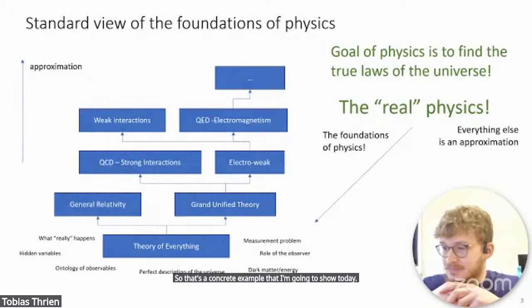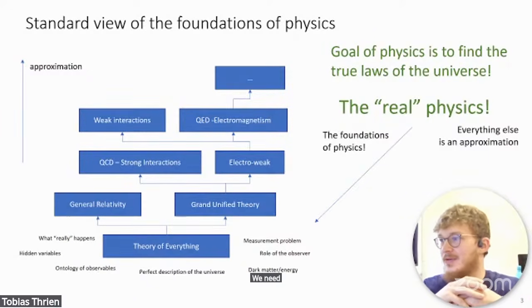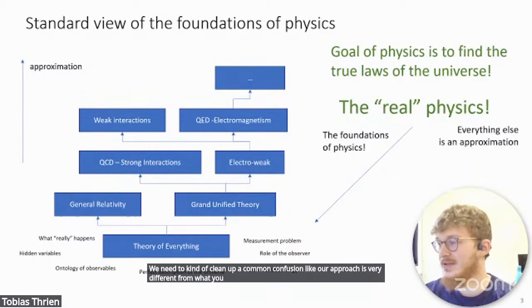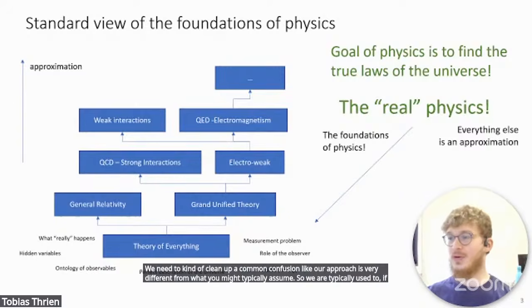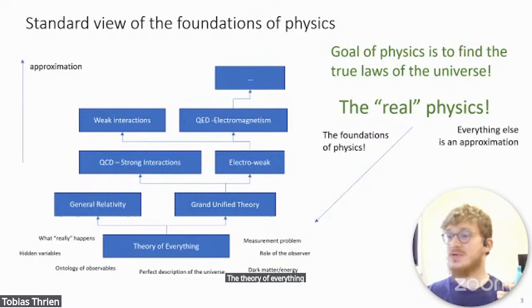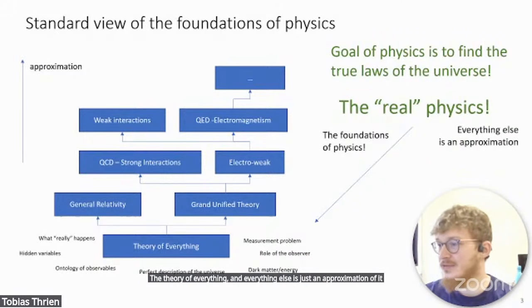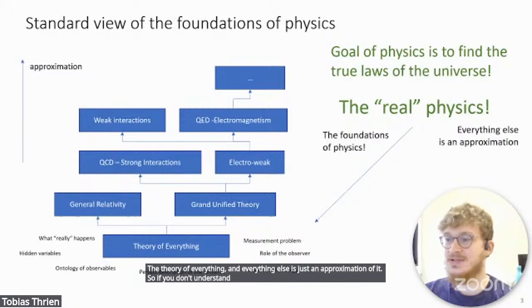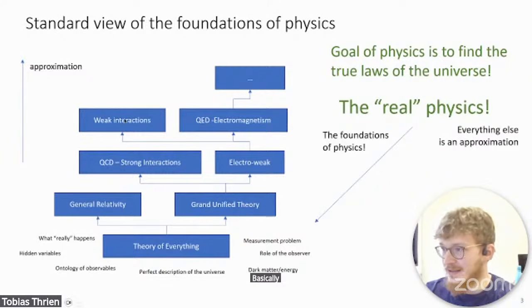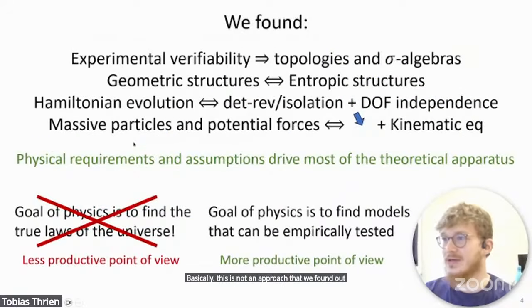First, we need to clean up a common confusion. Our approach is very different from what you might typically assume. We are typically used to the idea that if you want to know what's really going on, you just need to find the theory of everything, and everything else is just an approximation of it. So if you don't understand QED, just find out that string theory is the true thing, and then everything will be clarified. This is not an approach that we found to be very productive.